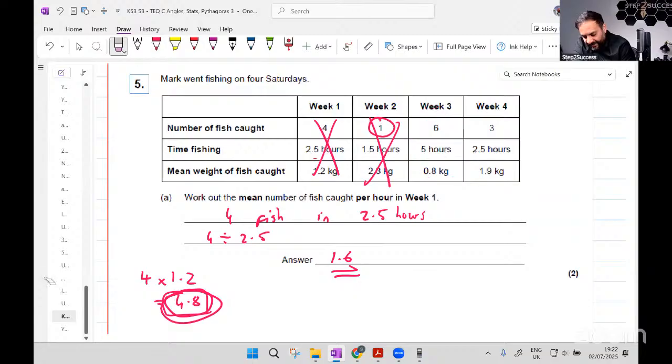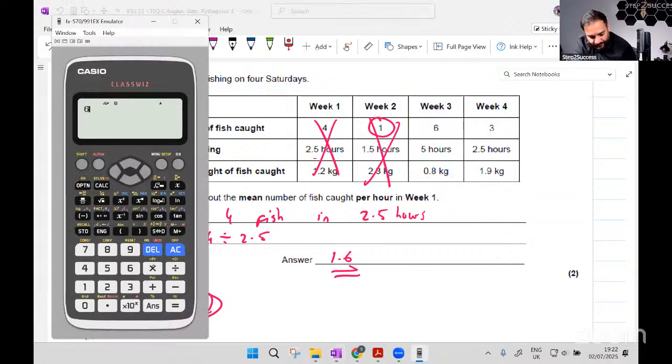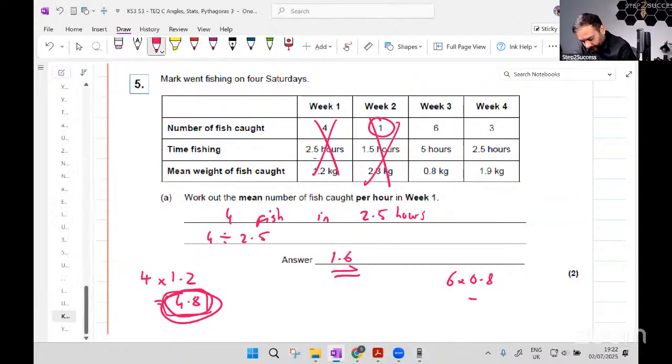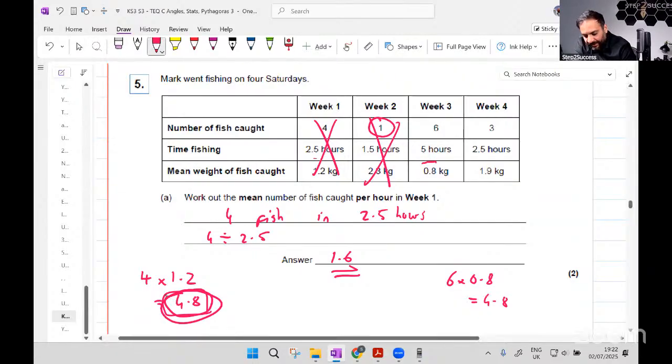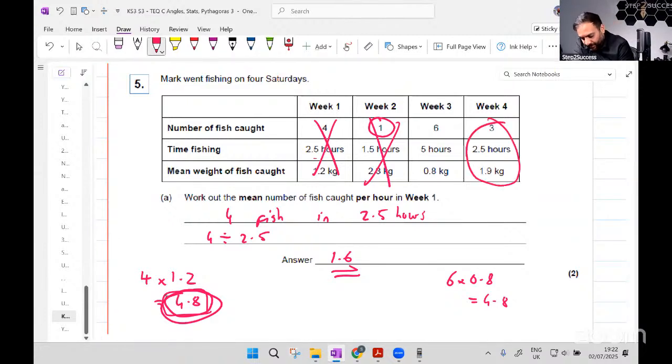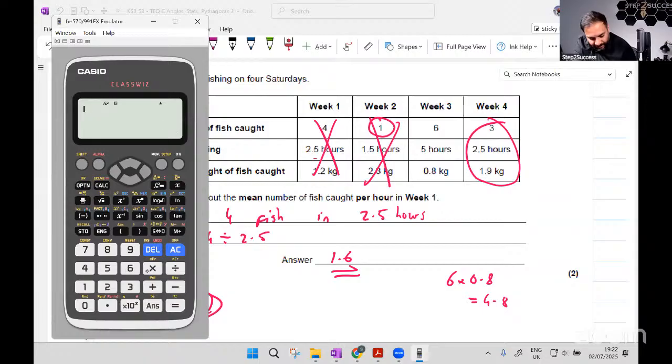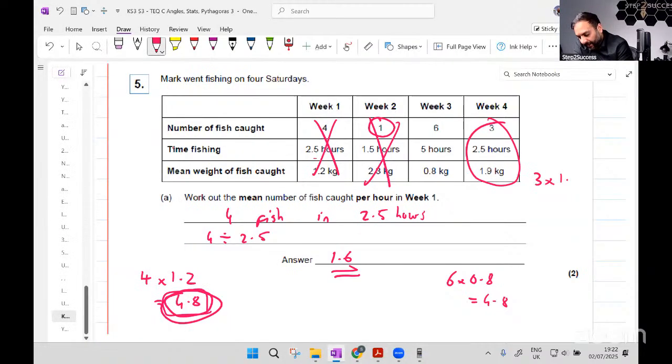If you do the same with this, 6 times 0.8 is 4.8, which means that all of these 6 fish, if you added their weights up, added up to 4.8 kg, which means, again, one of them could not have been 5 kg. But if we go to week 4 and you did 3 times 1.9, then the 3 fish I caught that week, their weights added up to 5.7, which means that one of them could have weighed 5 kg, right? And the other two were just really small, light ones.